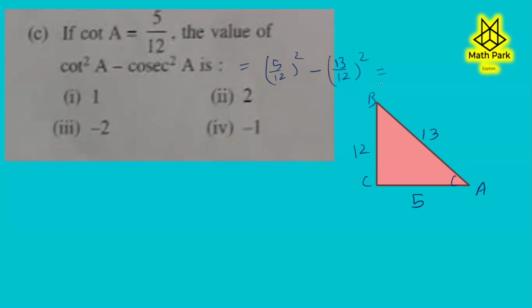Solve it. 5 square is 25 upon 144 minus 13 square is 169 upon 144, which we get as minus 144 upon 144, and which is minus 1. So this is the correct option.